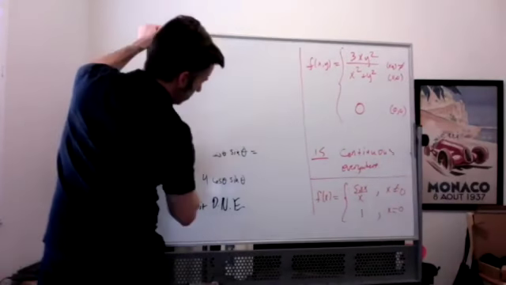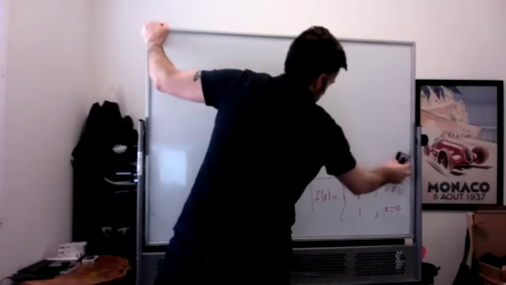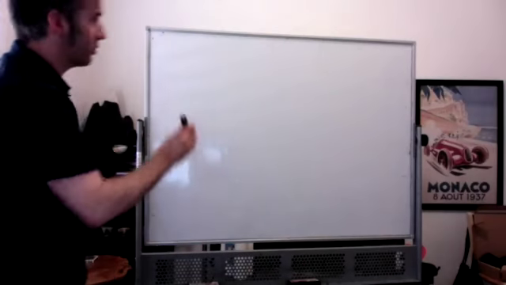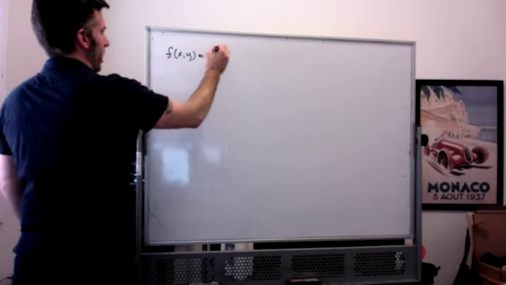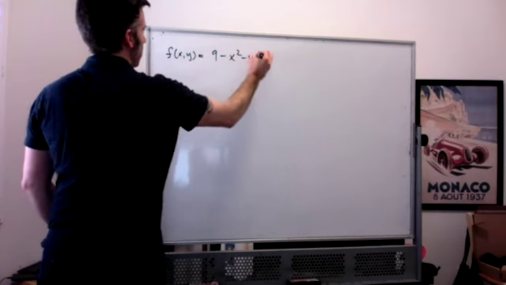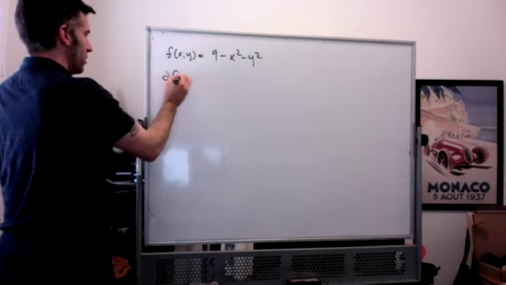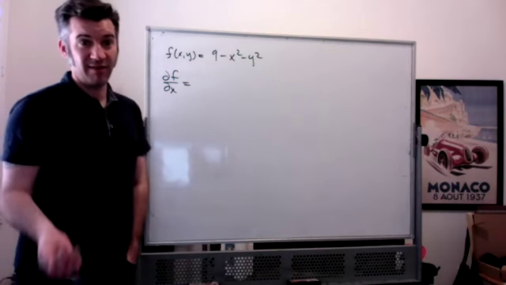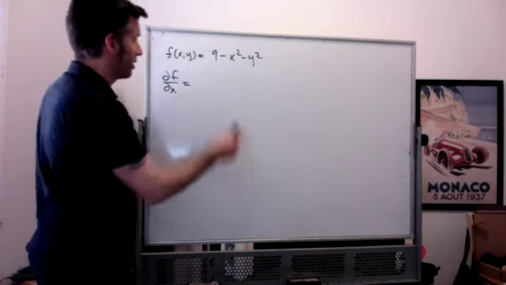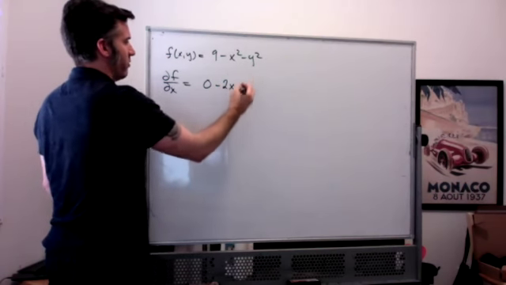Still using the same function, if our function f of x, y is equal to 9 minus x squared minus y squared, we can take all sorts of partial derivatives. We can take, again, the first partial with respect to x. Everything that doesn't have an x is a constant. Derivative of 9 is 0. Derivative of negative x squared is negative 2x. Derivative of y squared is 0.